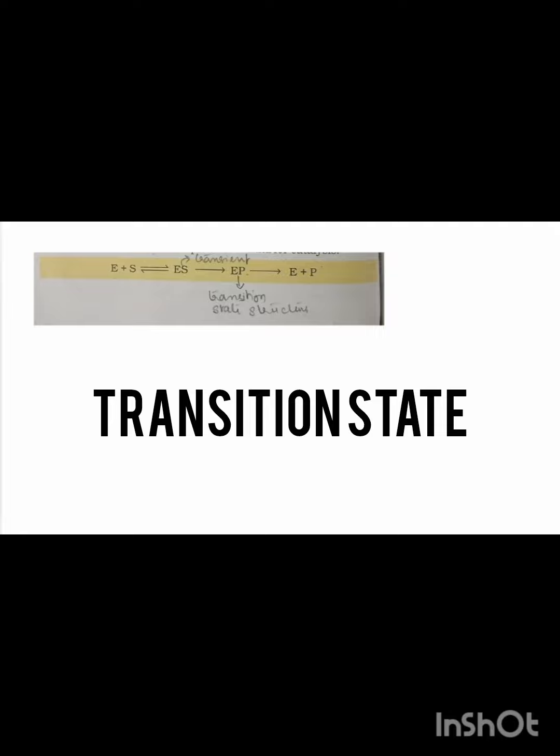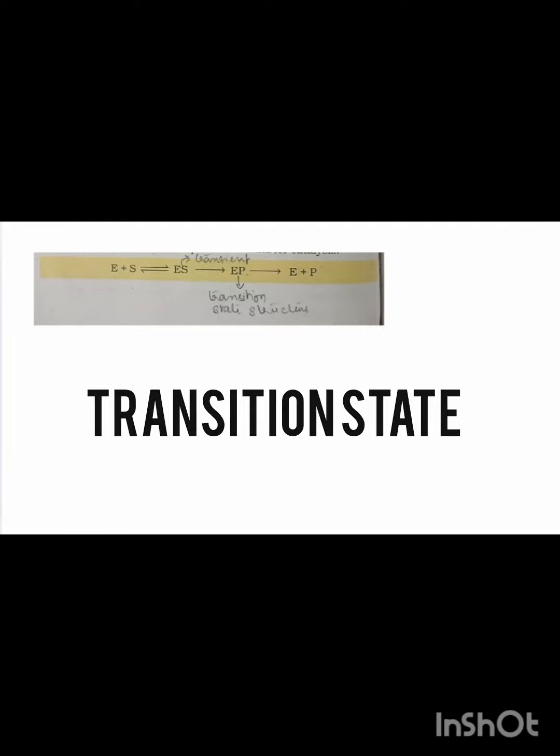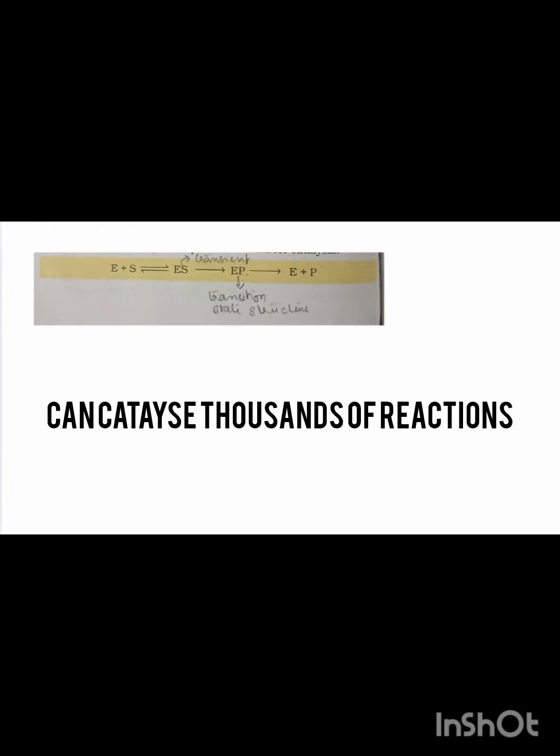Bonds break, new bonds form, and the substrate is converted into the product. Finally, the product is released and the enzyme is left unchanged, ready to catalyze another reaction. This is why even small amounts of enzyme can catalyze thousands of reactions repeatedly.